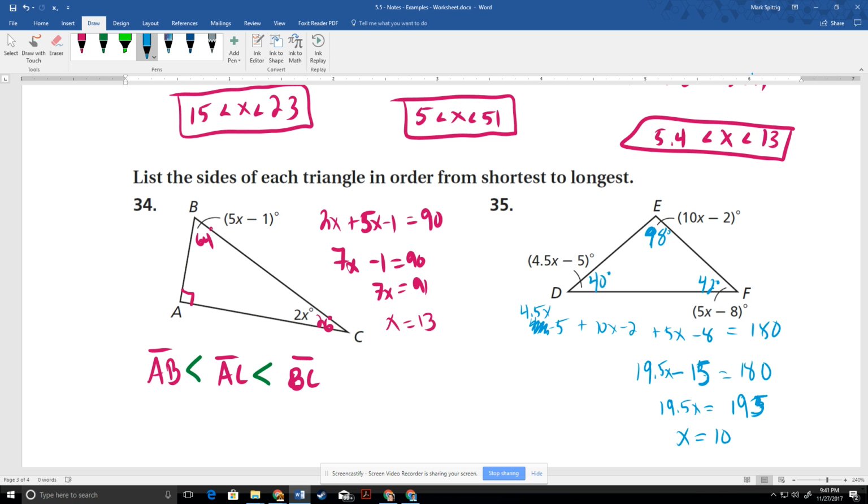So the smallest side is going to be opposite the shortest angle, the smallest angle, which is angle D. So opposite that is EF. So we could say EF is going to be less than the medium one, which would be this 42-degree angle. So ED is opposite it. Bigger sides, opposite bigger angles, right? So the biggest angle is angle E, and so DF is going to be the remaining side there. And again, I'll just put these less than symbols in there because it's shortest to longest.